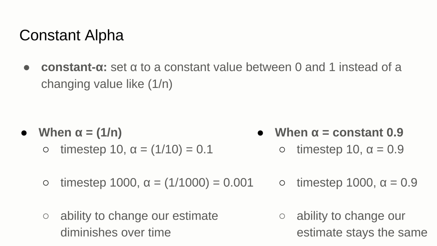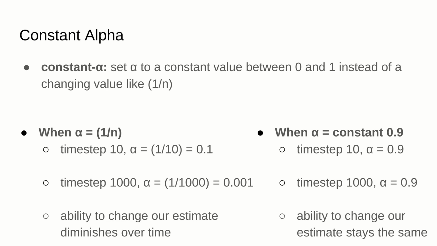And to understand why this works, consider what's actually happening when alpha is equal to 1 over n. So at time step 10, alpha is equal to 1 over 10, or 0.1. And at time step 1000, alpha is equal to 1 over 1000, or 0.001. And so the ability to change our estimation for an action diminishes over time because alpha gets smaller over time. So this means it can be difficult to change our estimation even if the rewards that an action gives us change. And the estimation can be heavily biased to the rewards that it used to give.